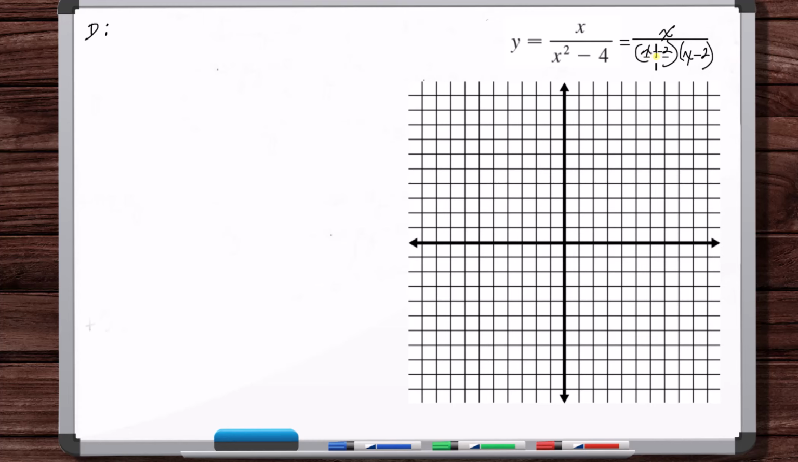x can't be minus 2 or positive 2. But any other x is fine. So the domain is minus infinity to minus 2, and then 2 to infinity. And then the range is all real numbers.